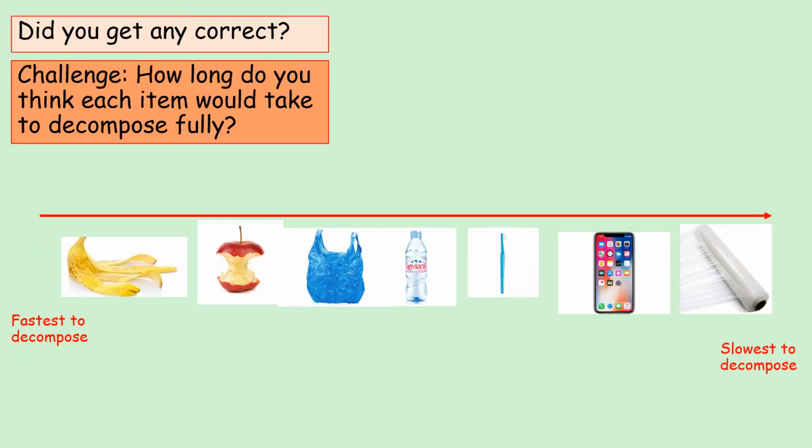Did you get any of these correct? This is the correct order, so it takes a banana peel the quickest to decompose. Then we move on to an apple core, a plastic bag, a water bottle, a toothbrush, a mobile phone, and cling film actually takes the slowest to decompose.